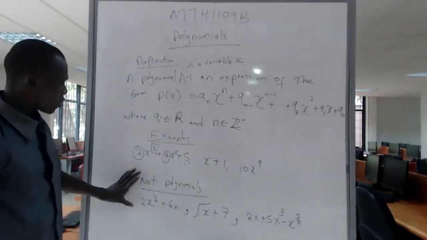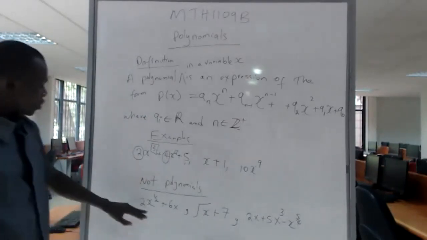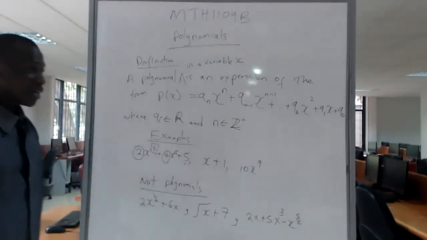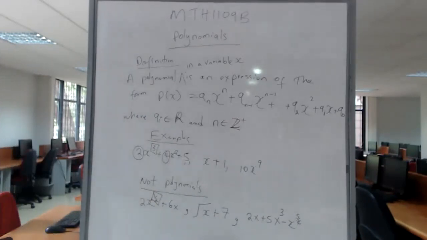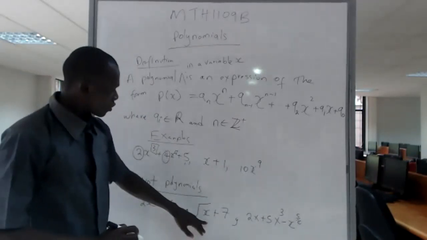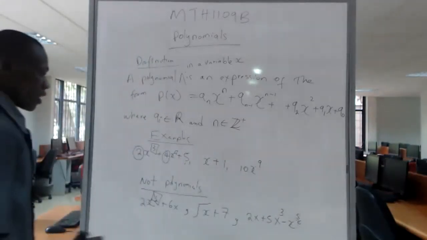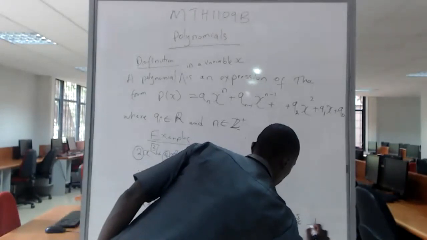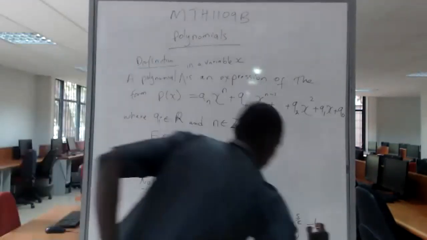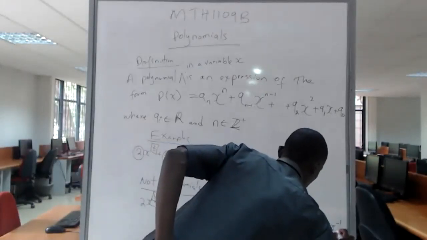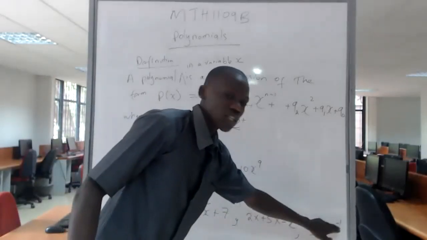Then I've given you examples of expressions not considered as polynomials. So for instance, 2x to the half plus 6x is not a polynomial because a half is not a natural number. For the same reason, square root of x plus 7 is also not a polynomial. And maybe another common example is 1 divided by x. 1 divided by x is the same as x to the power of -1. This is not a polynomial because -1 is not a natural number.